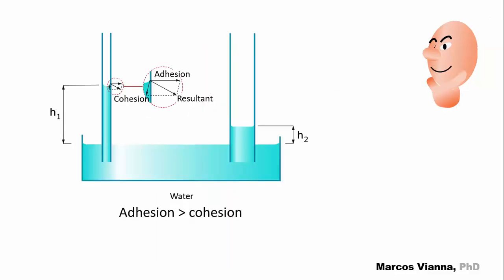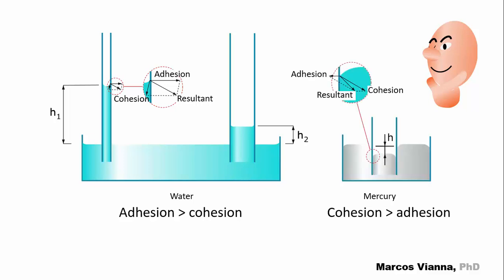When adhesion is greater than cohesion, the liquid will ascend inside the capillary tube. It's the case of water in glass. When cohesion is greater than adhesion, the liquid will descend inside the capillary tube. It's the case of mercury in glass.